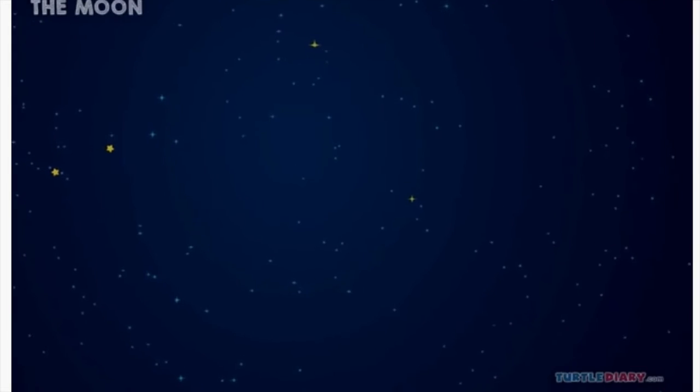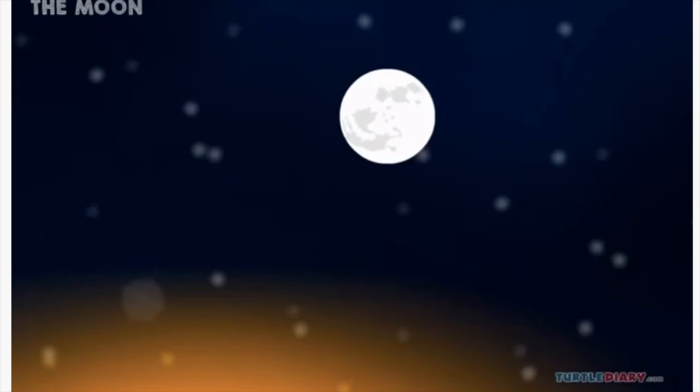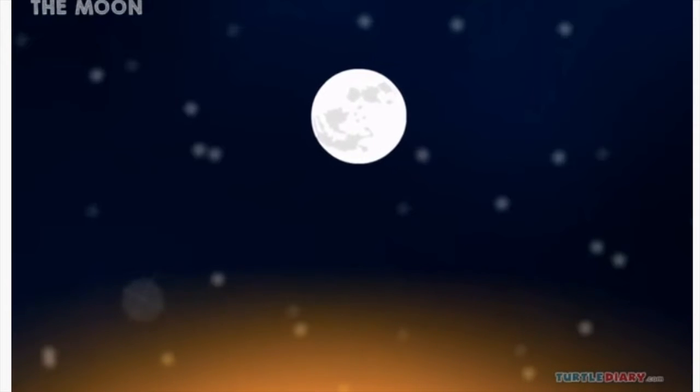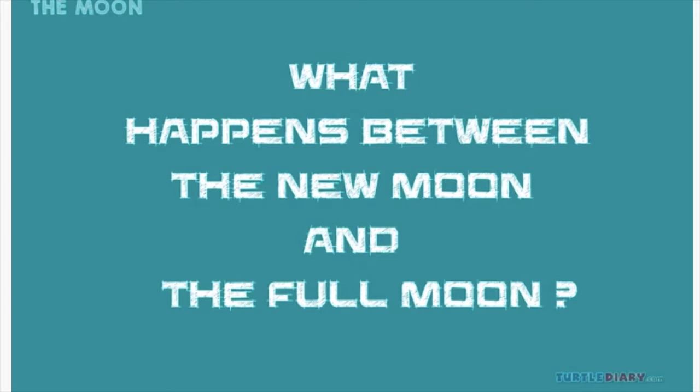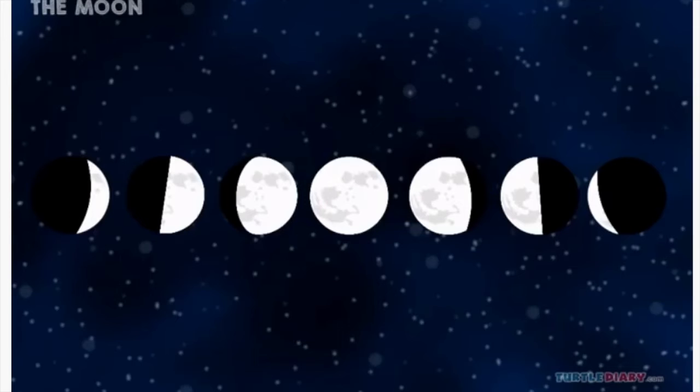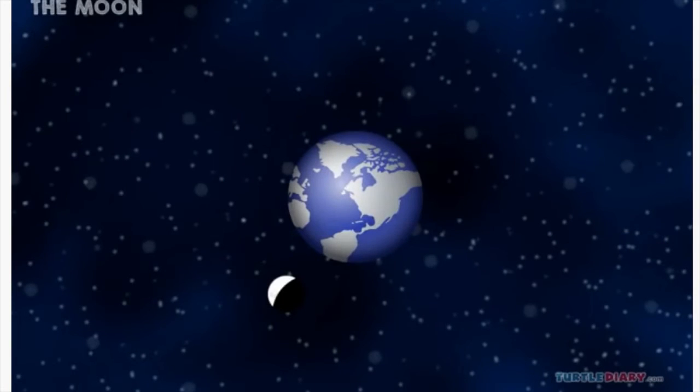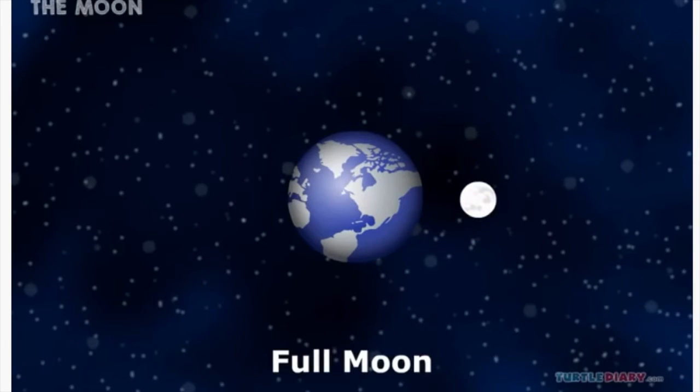The night is very dark. When the sun is facing the moon, we see the whole face of the moon lit up. This is called a full moon. What happens between the new moon and the full moon? We see only parts of the moon. First, we see just a little slice. Only a little of the sun's light is hitting the moon. It seems to get bigger each night. Then we can see half of the moon lit up. Each night we see more and more of it. Then finally we see the full moon.